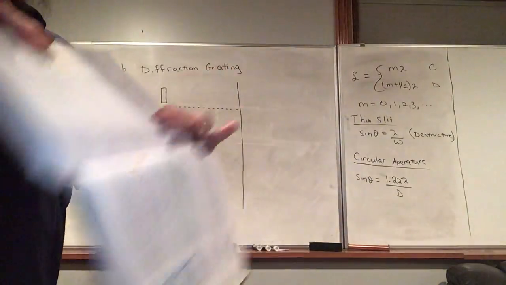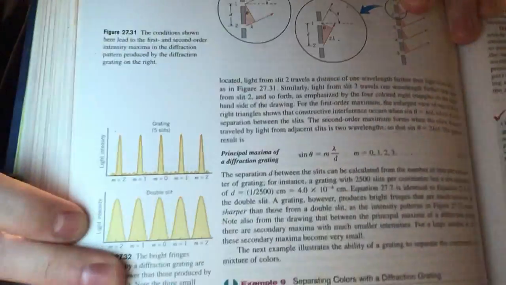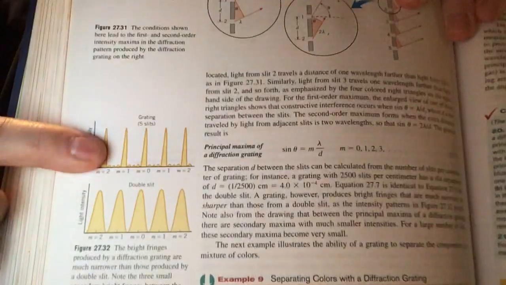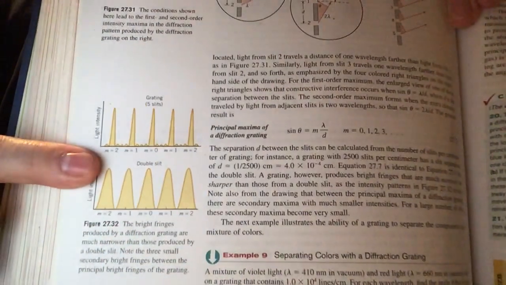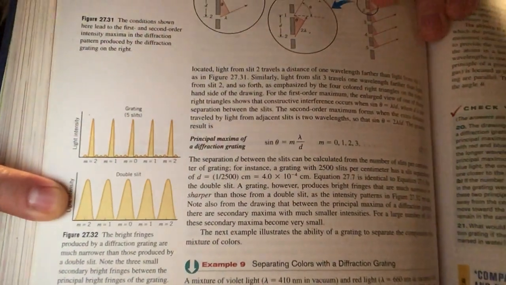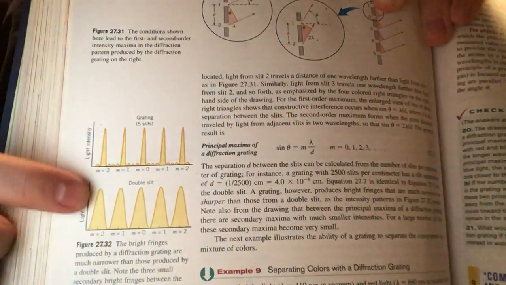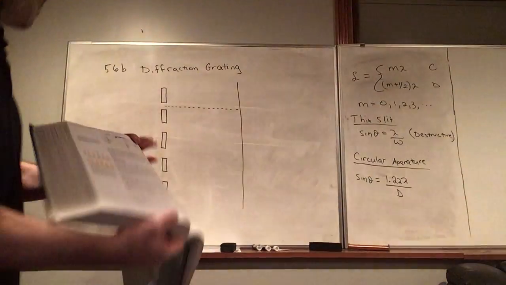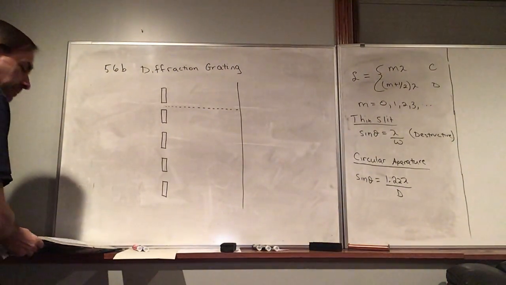So we've got two pictures. The one on top is a diffraction grating, this one. And the one below it is for the double slit. So pretty similar, except the double slit is much wider. These are narrower, but a very similar effect.